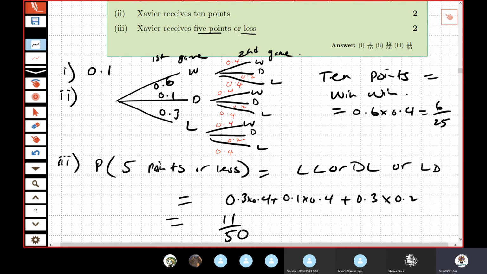So all I did was 'or' means plus. 'Or' means plus this and this. So 0.1 times 0.4, and then plus 0.3 times 0.2, and then plug it all into your calculator. And yeah. Any questions?